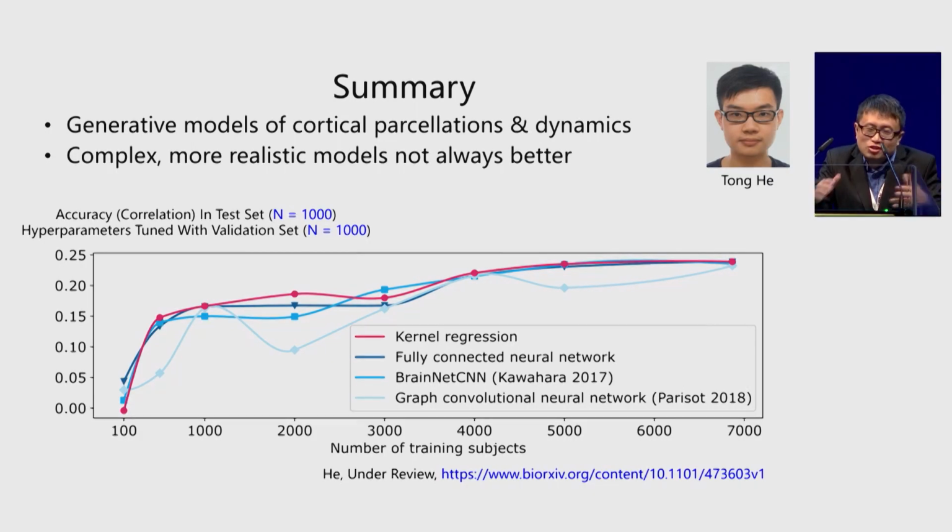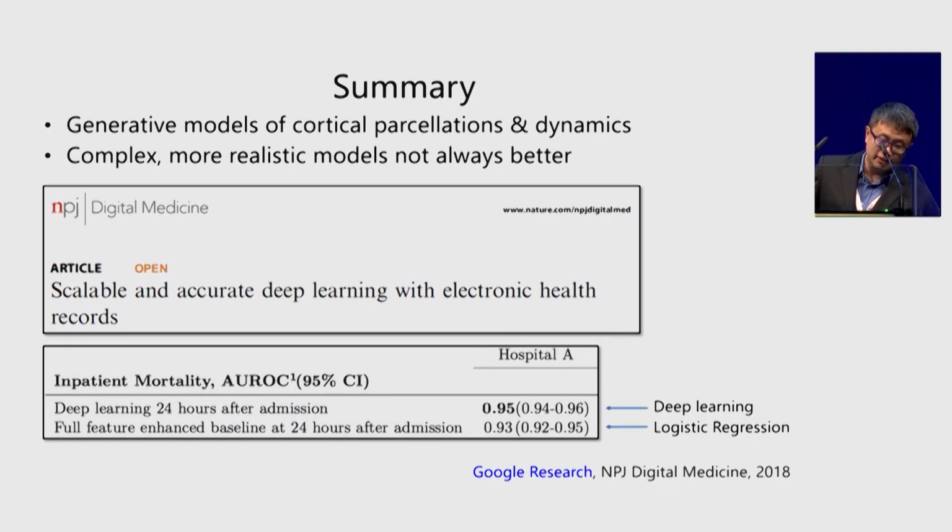And maybe we're just terrible at fitting deep neural networks. But in Google's own study last year, they showed that basically logistic regression is as good as deep learning. If you look at the bottom plot, the top row is deep learning, and the second row is logistic regression. You can see that for logistic regression, the confidence intervals are completely overlapping.